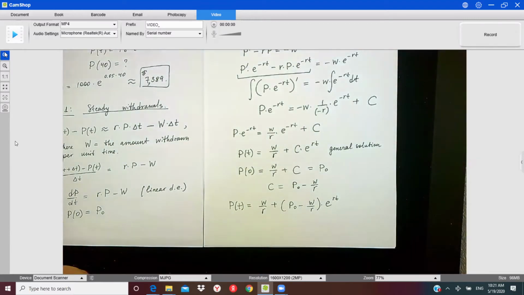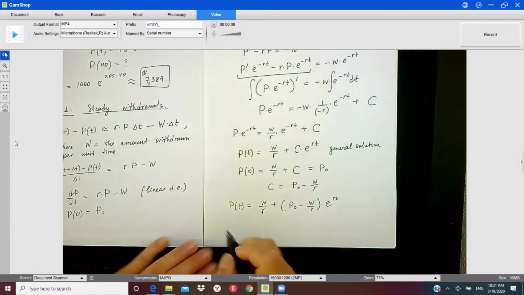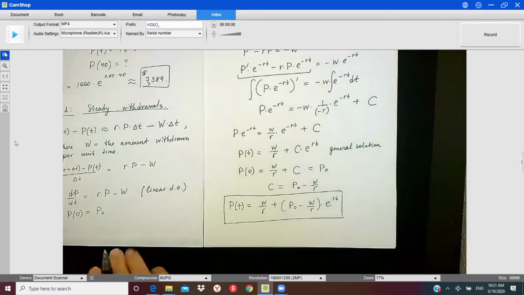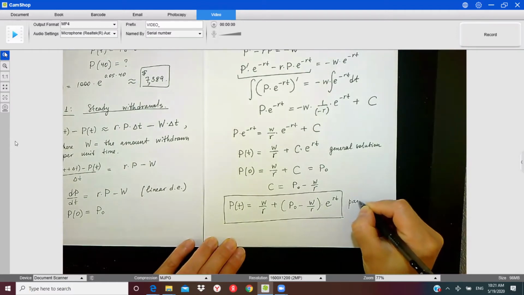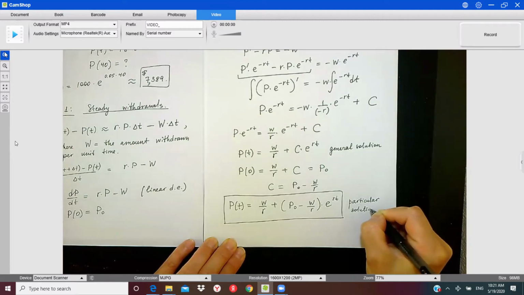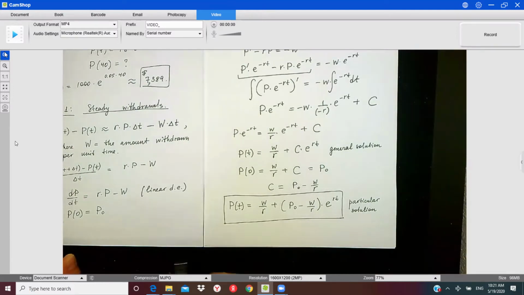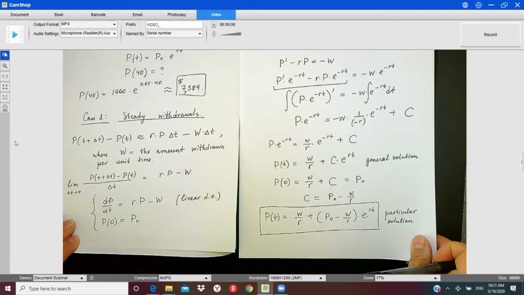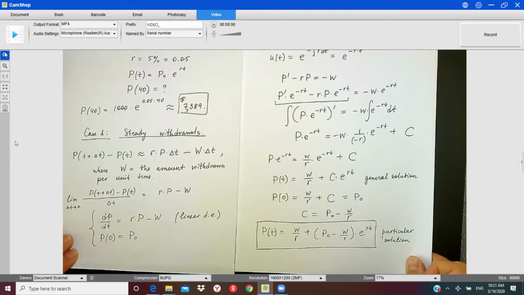Let me check that with the text. Oh, I don't see, well, it looks like they actually didn't solve it. That's fine. So this is what we're getting here for our particular solution. Are there any questions regarding this case? Case number 1, steady withdrawals. Any questions? Please let me know.